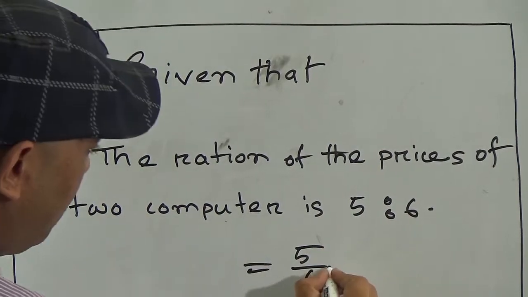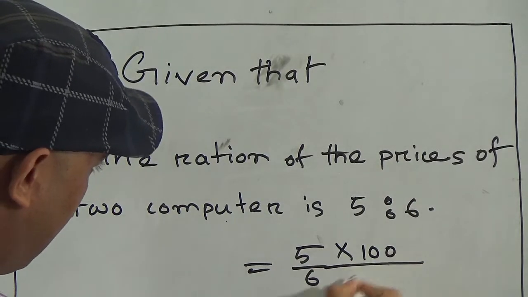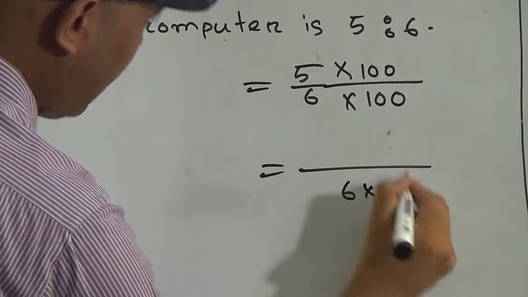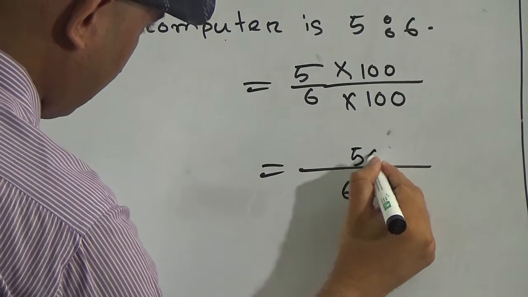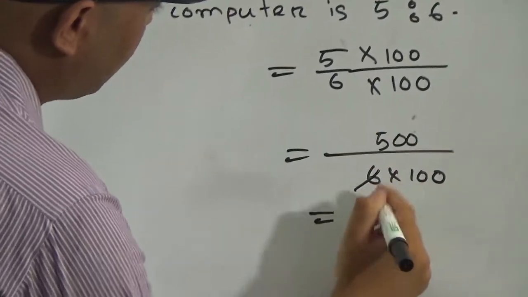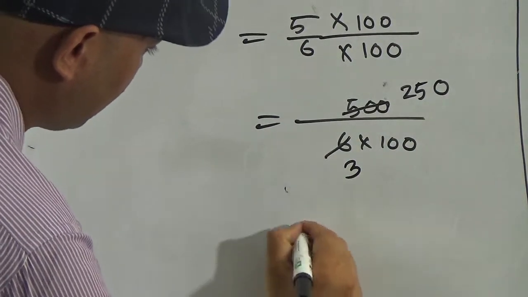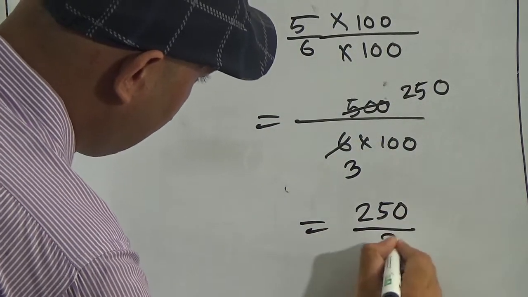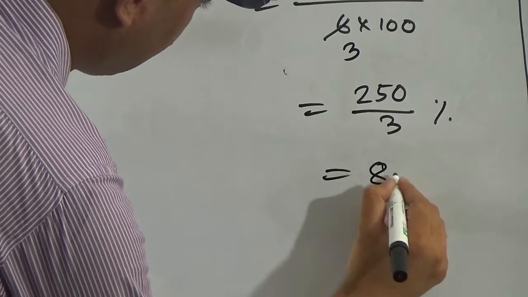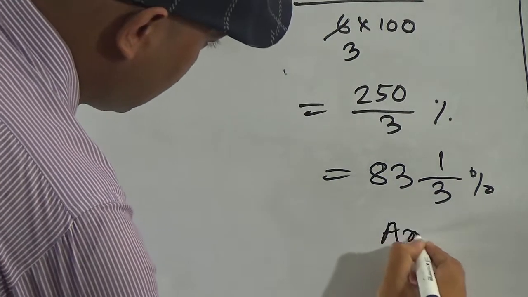5/6. So if we want to make a percentage, then we will multiply it by 100. This will be the remainder, and here it will be 500. Now make it lowest term, it will be 3 and 250. So that means 250 by 3%. If we divide 250 by 3, then it will be 83 and 1/3%, which is the required answer.